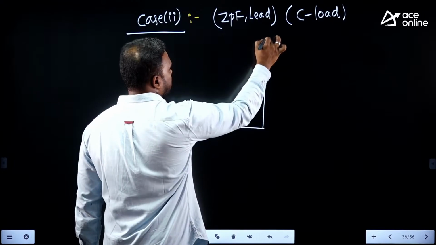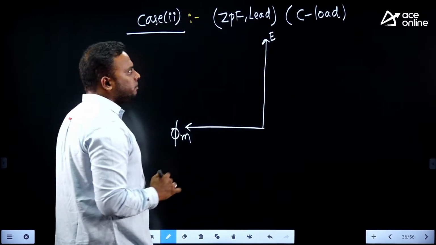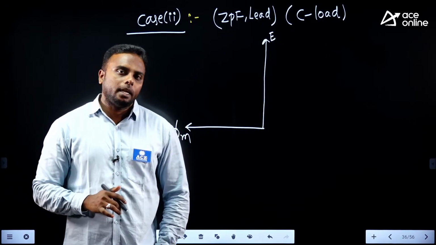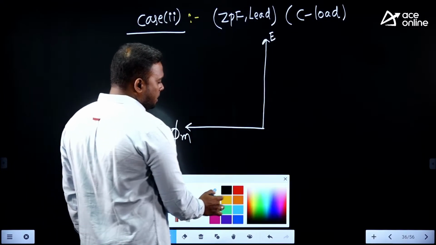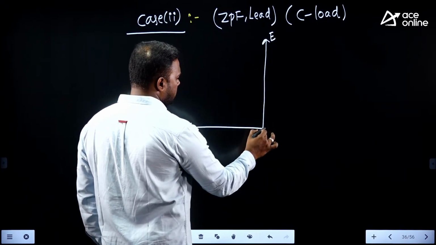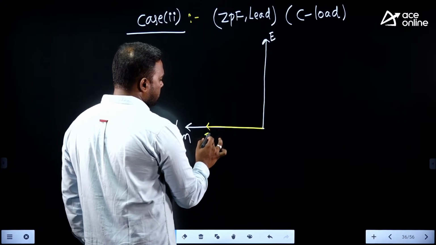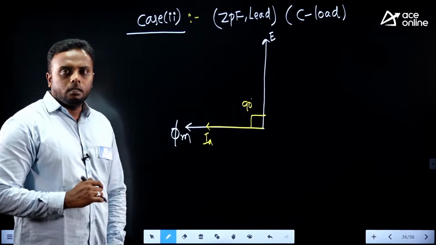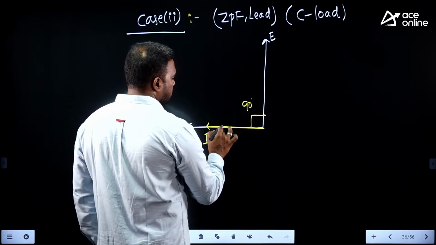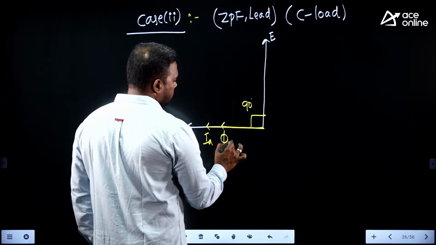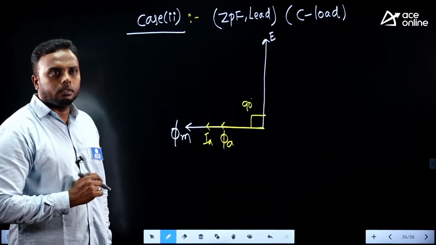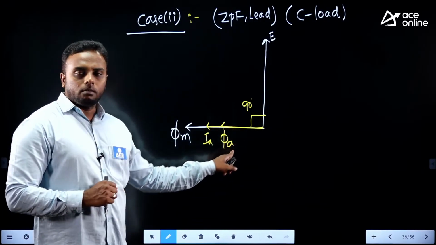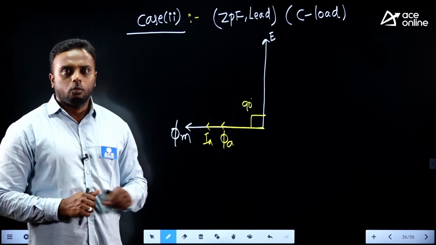EMF lags flux by 90 degrees. Now as the load is purely capacitive, the current leads the voltage by 90 degrees here. So the armature current leads the voltage by 90. This is the armature current. If it is the armature current, the armature flux will be in phase with this. This is the armature flux. Now observe what is the effect of this armature flux on the main flux. Both are in phase or not?